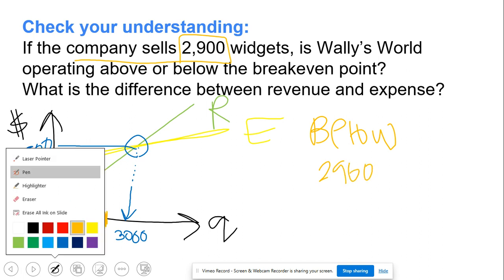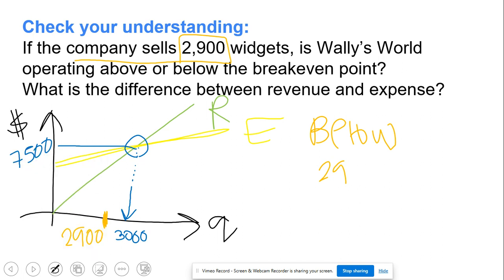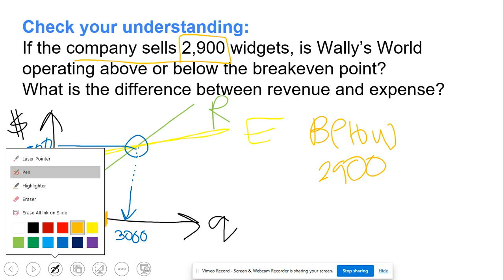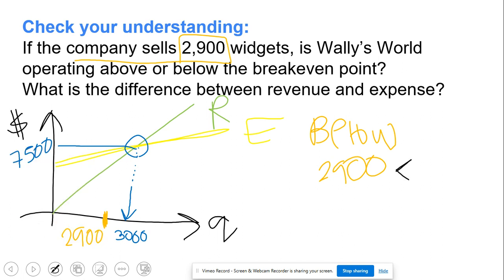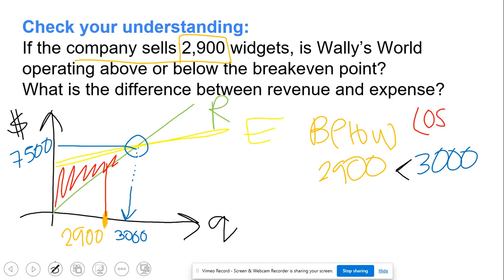I apologize, this is so messy. Because 2,900 is smaller than the break-even point of 3,000. So it's definitely below the break-even point, which is a bummer, meaning that we are in the red. Right here at 2,900, we are in the red zone, which means we are facing a loss right now. If we produce less than the break-even amount, then we are in the loss.